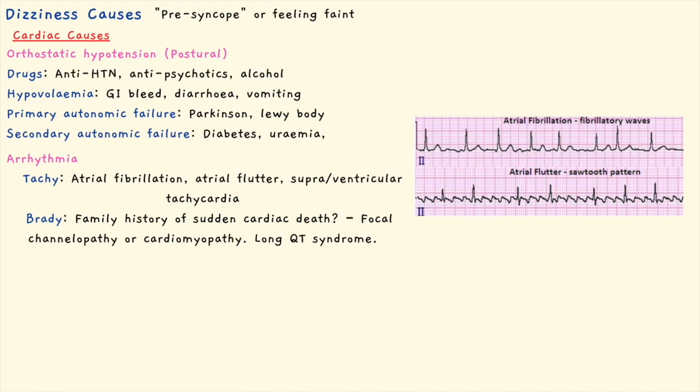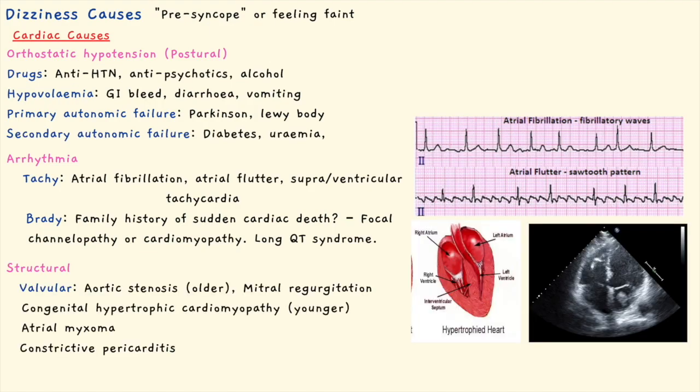They may have focal channelopathies or cardiomyopathies, specifically long QT syndrome if there's hypocalcemia or issues with the calcium channels. There may also be structural causes of dizziness. This could be due to the valve of the heart, so aortic stenosis in an older patient, increased calcification. You may hear a murmur radiating to the carotids, or in mitral regurgitation.